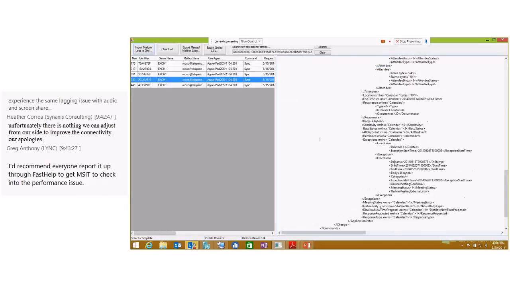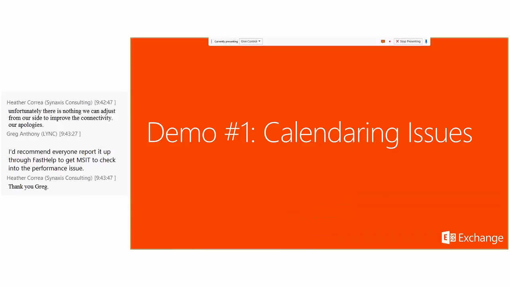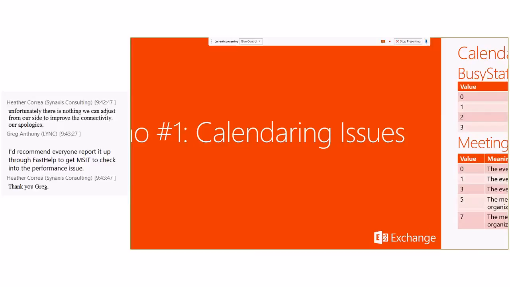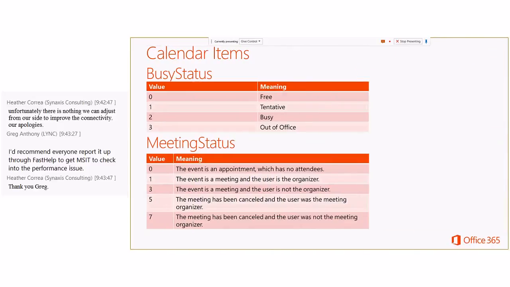And here I provided a couple of tables with some of the elements that we see within the mailbox log. So the busy status, the meeting status. The meeting status is critical for any kind of organizer hijack scenarios that we've seen in the past. There's been significant progress in preventing these from both the Exchange perspective as well as the various clients.